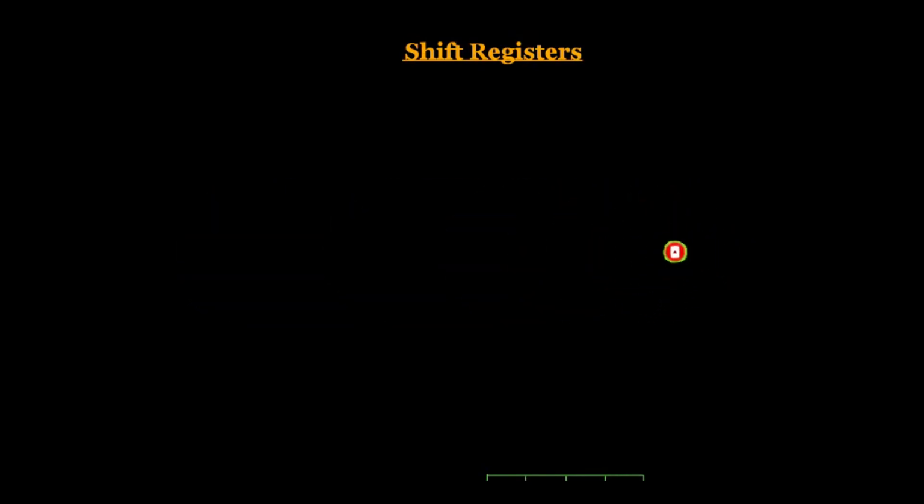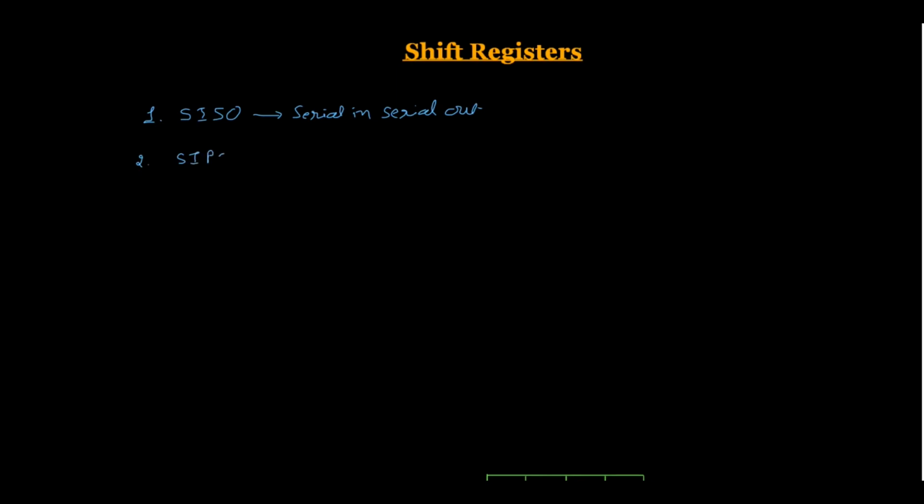The first mode of the shift register is known as SISO. SISO means serial in, serial out. In SISO, the data will be entered in a serial fashion and it will also come out as serial. Then the second one is SIPO, which is known as serial in, parallel out, where the data will enter in a serial fashion, but you can obtain the data in parallel at the output of the shift register.